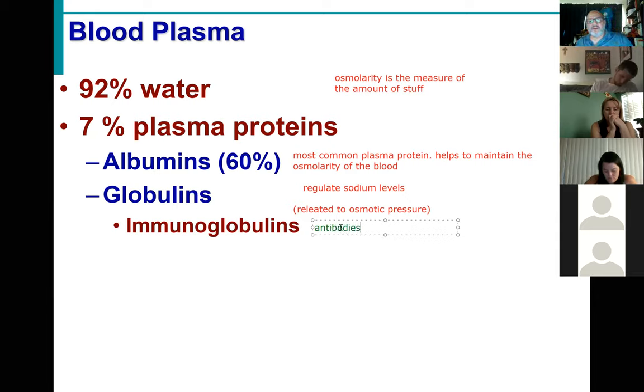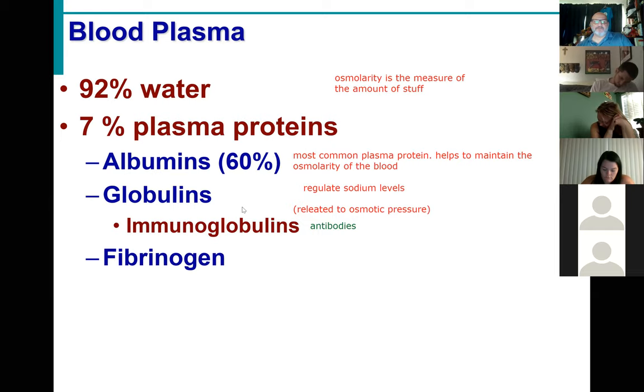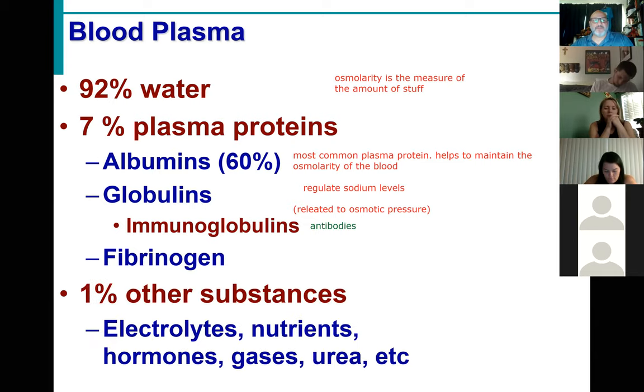Those, of course, play a very vital role in our immune response. So those immunoglobulins are our antibodies that help us to protect our body. Our water-soluble protein, fibrinogen, that we talked about, becomes fibrin, a protein fiber, and plays an important role in our blood clot and scab and healing process.